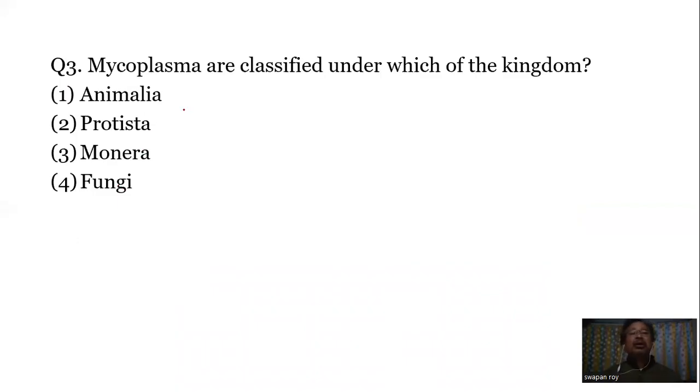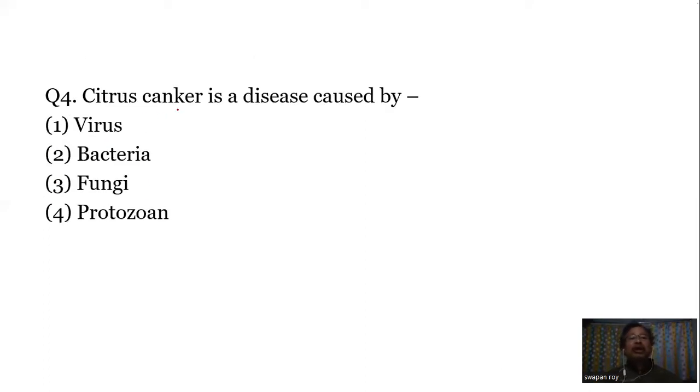Question number 3. The mycoplasma are classified under which kingdom? Mycoplasma falls under kingdom Monera. Mycoplasma are prokaryotic organisms. The prokaryotic kingdom is kingdom Monera. Question number 4. Citrus canker is a disease caused by bacteria. This is a bacterial disease which occurs in lemon, in citrus fruits and on their leaves.